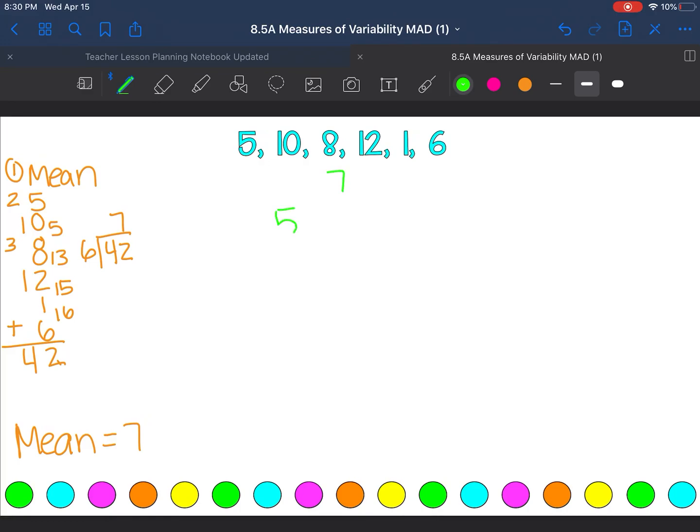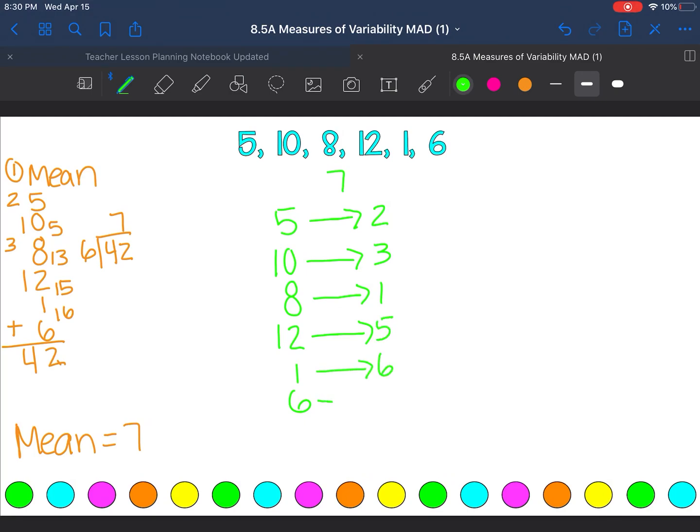So now what I'm going to do is find the distance between my mean of 7 and my other numbers. So I'm going to write them down and then I'm going to subtract. 7 minus 5 is 2. 10 minus 7 is 3. 8 minus 7 is 1. 12 minus 7 is 5. 7 minus 1 is 6. And 7 minus 6 is 1.